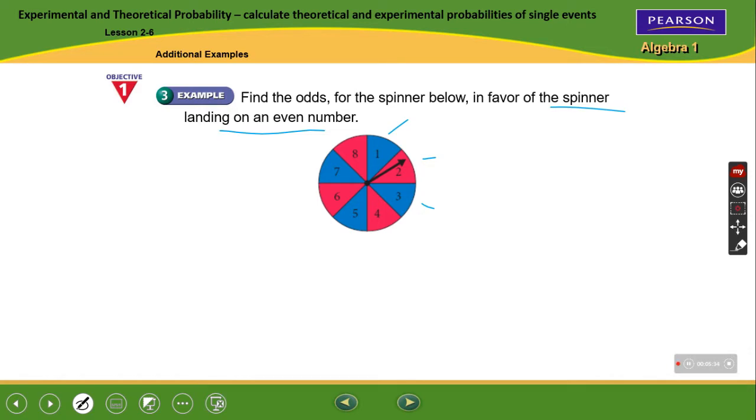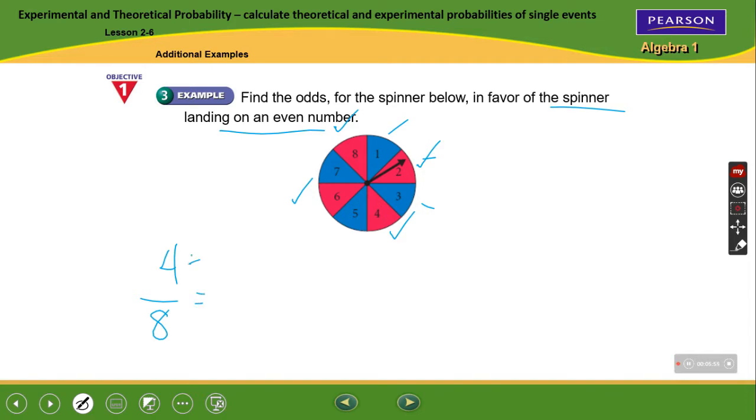What's the probability we landed on an even number? Well, how many even numbers are there? We got a 2, we got a 4, we got a 6, we got an 8. So there are 4 possible ways for this event to happen. How many total ways could we end up on a spinner? Well, there's 8 sections, 8 different numbers, 8 different outcomes. So our probability of landing on an even number is 4 out of 8.